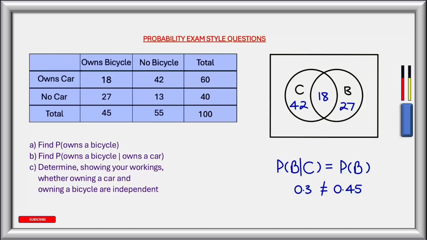And in part C of the question, we're asked to determine, showing our workings, whether owning a car and owning a bicycle are independent. Well, if these two events were independent, then the probability of owning a bicycle, given that we already own a car, would equal the probability that we own a bicycle. And we've worked out the probability of owning a bicycle, given that we already own a car, which is 0.3. And we've calculated the probability of owning a bicycle, which is 0.45. And as we can see, these numbers are different, and therefore the events are not independent.